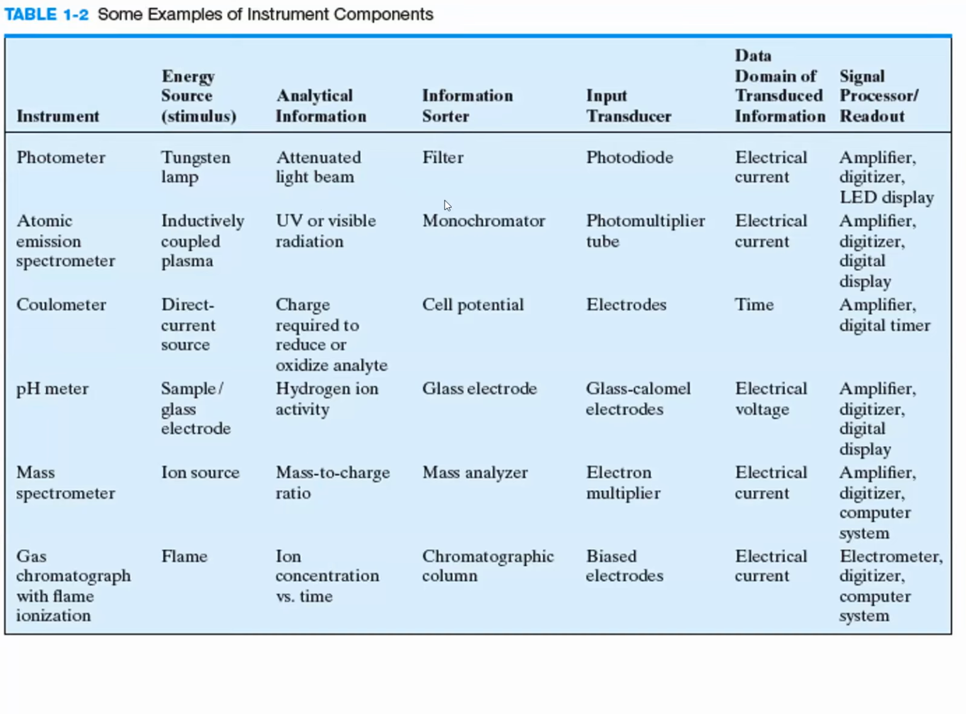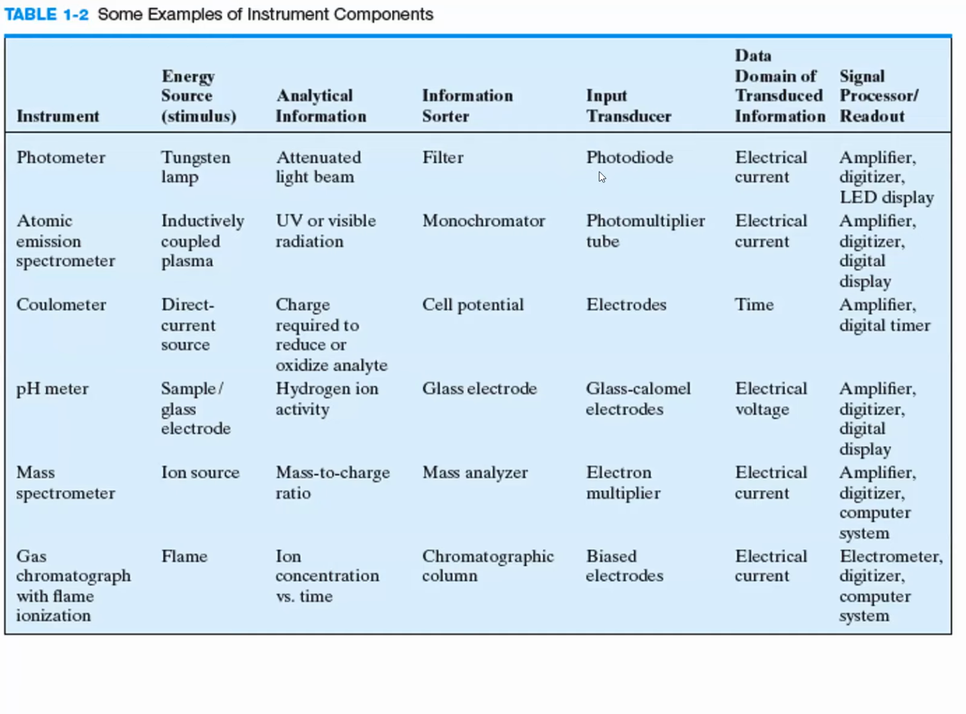Therefore, you use a filter to filter all the light. And then you need now to direct. The filter sorts out the information, and then you have an input transducer. Another name for a transducer is a detector.